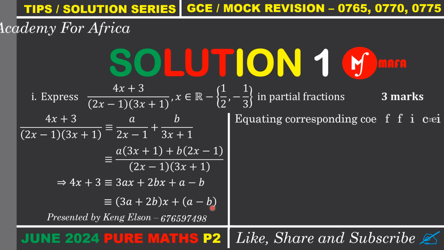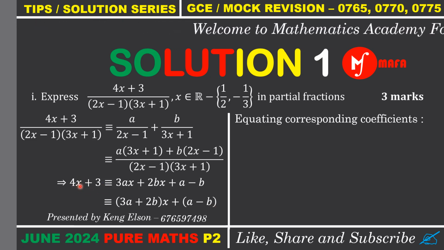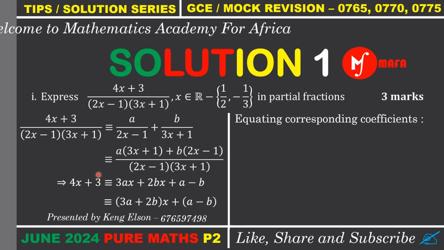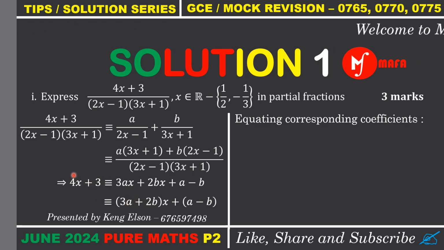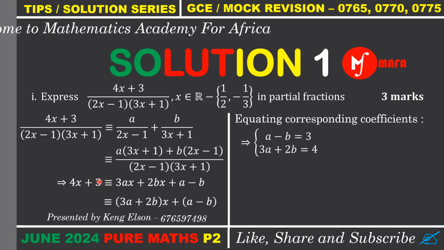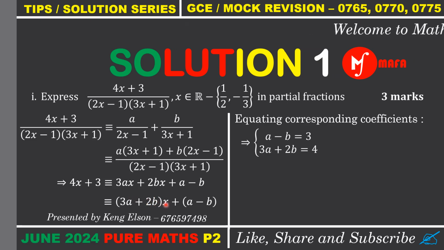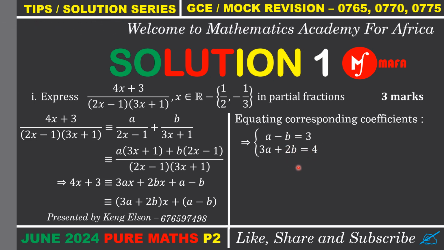Now what do we have to do? We have to equate corresponding coefficients, because the two polynomials on the left and the right hand side are equivalent to each other, and when that happens, we equate the coefficient of the constant to the coefficient of the constant, and the coefficient of x to the coefficient of x. So equating the coefficients, we have a minus b for the constant to be equal to 3, and then we have 3a plus 2b for the term in x to be equal to 4 for the term in x on the left hand side.